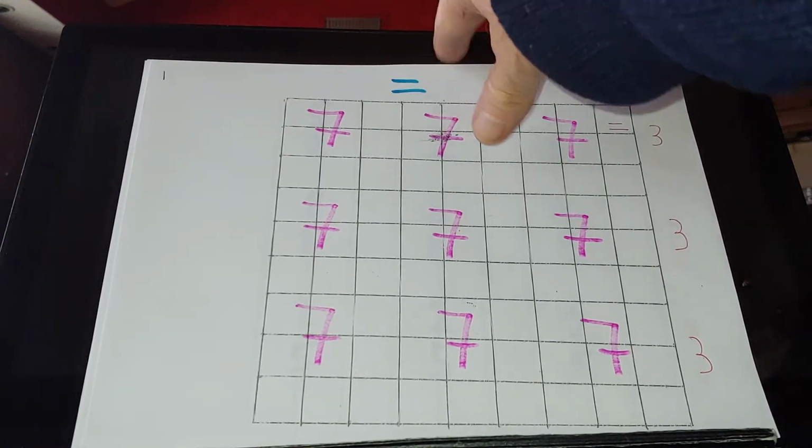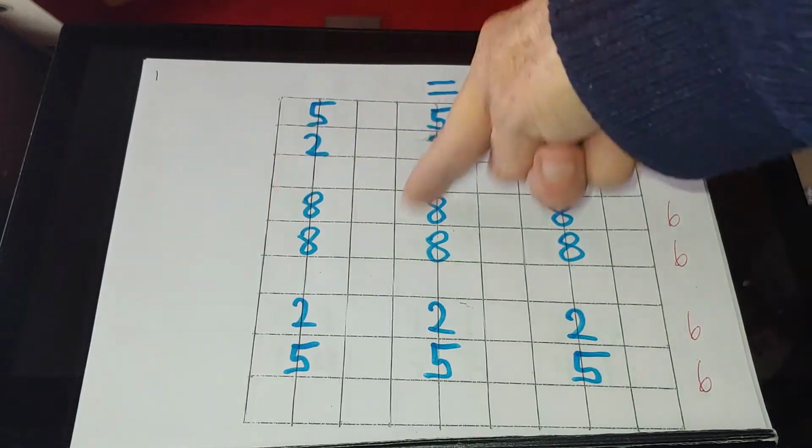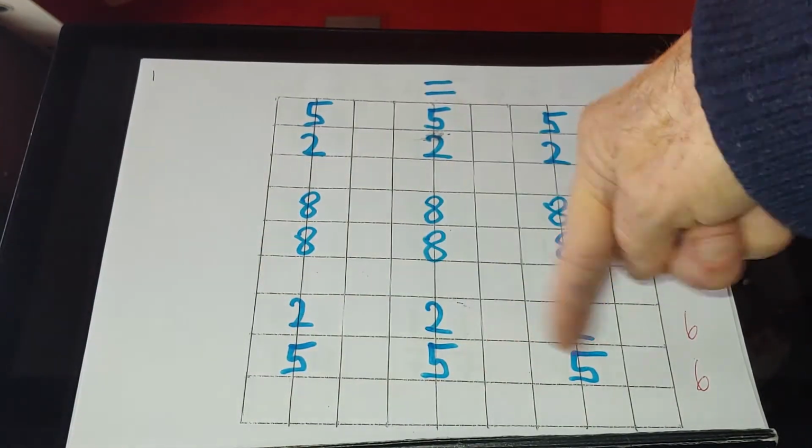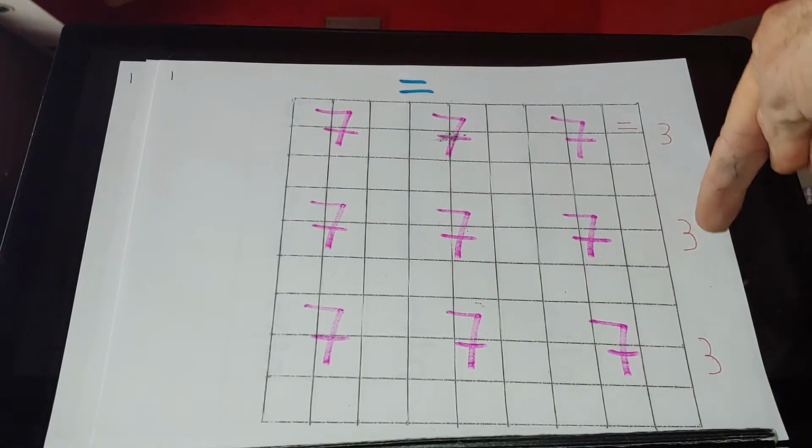But in any case, we can get 7s out of those too. 7, 7, 7, 7, 7, 7, 7, 7, 7 by adding them and reducing them. And that's going to give us 3, 3, 3. But 3 plus 3 is 6 plus 3 is 9.